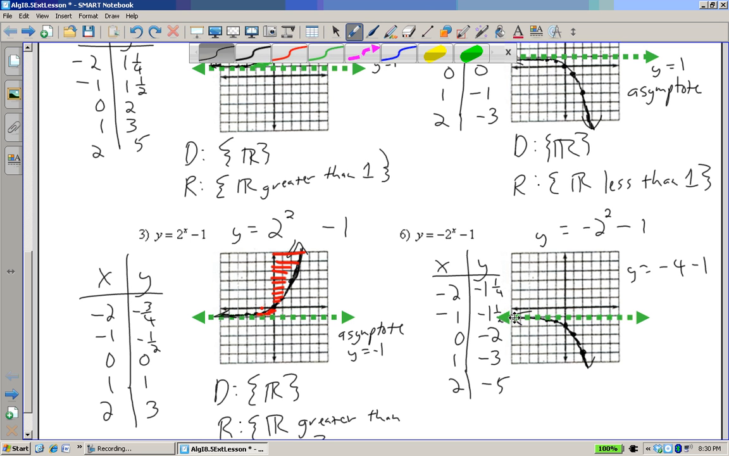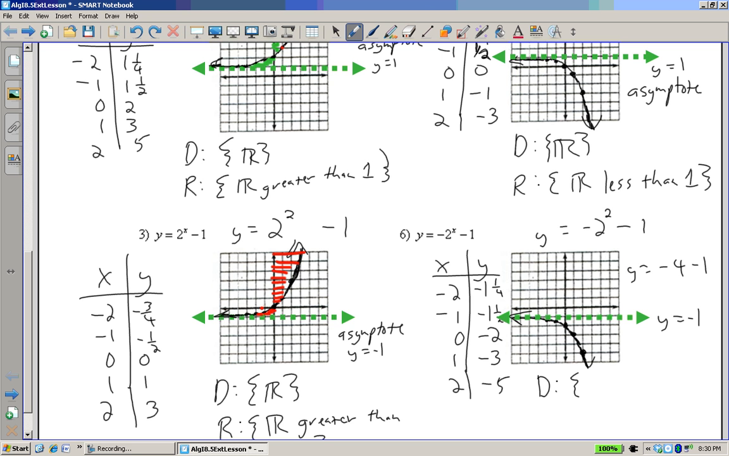Now I know it looks like this is on that asymptote, and that was unintentional. It never actually goes to -1. It's very close, but never actually approaches. Or excuse me, it does approach. It just never actually quite gets there.